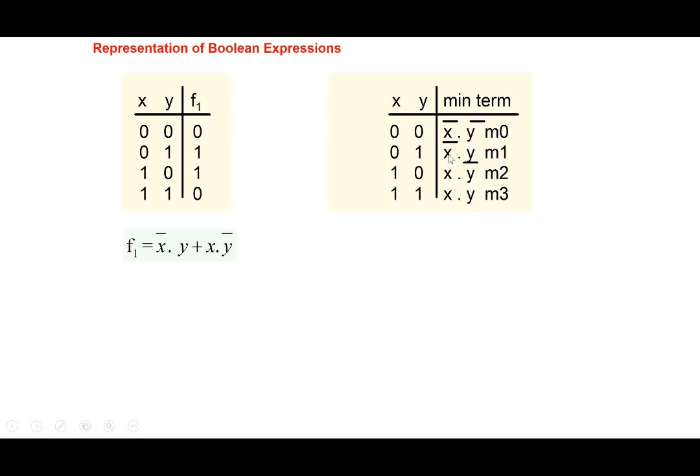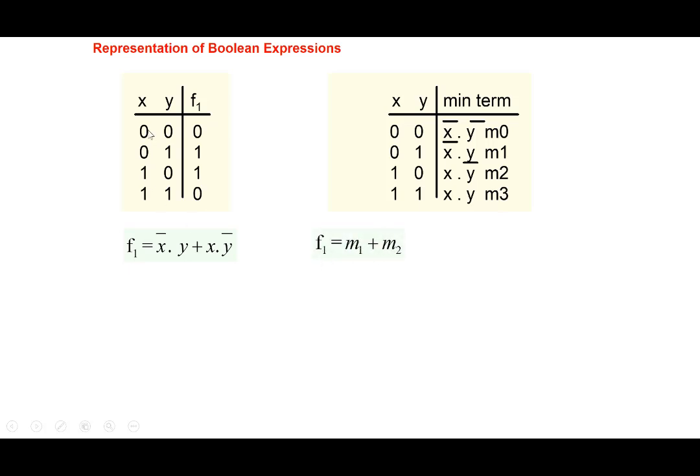0 1 is represented as X bar, Y. So we call it M1. Why? Because 0 1 represents the number 1 in binary form. 1 0 represents the number 2 and 1 1 represents the number 3 here. So each one of these is called a minterm, and 1 1 is called XY and M3 here.